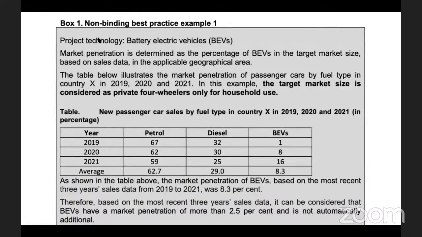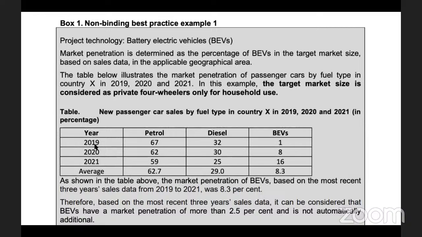Non-binding best practice example. Project technology: battery electric vehicle, BEVs. Market penetration is determined as a percentage of BEVs in the target market size based on sales data in the applicable geographical area. The table below illustrates the market penetration of passenger cars by fuel types in country X in 2019, 2020, and 2021. In this example, the target market size is considered as private four-wheelers only for household use. Table: New passenger car sales by fuel type in country X in 2019, 2020, and 2021 in percentage.